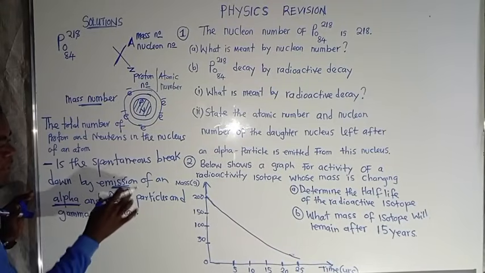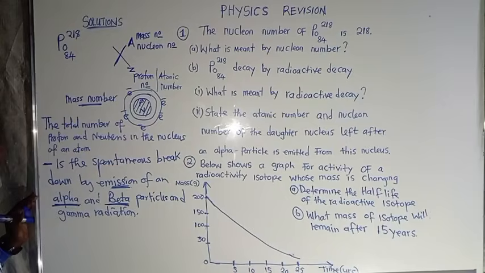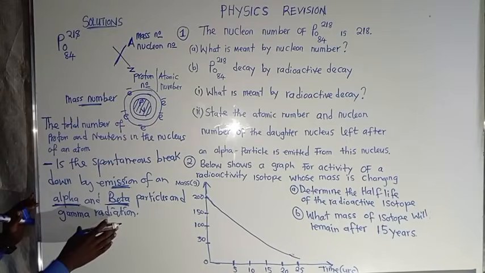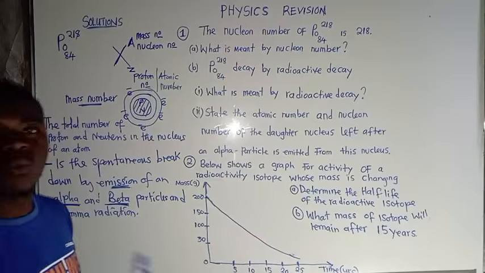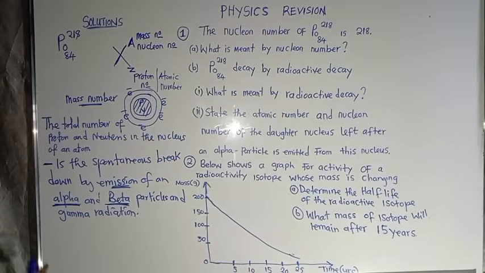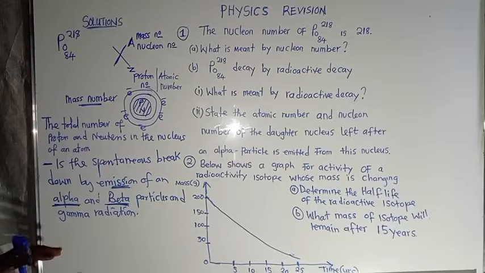A beta particle is an electron. A gamma ray is an electromagnetic wave. This is what you need to understand. These are some of the things that you need to get.